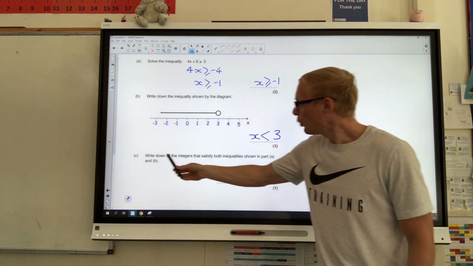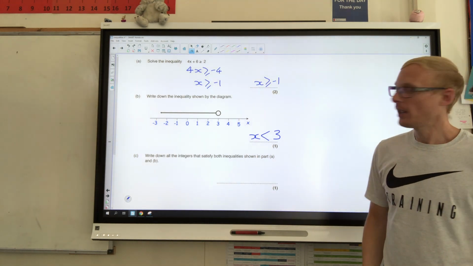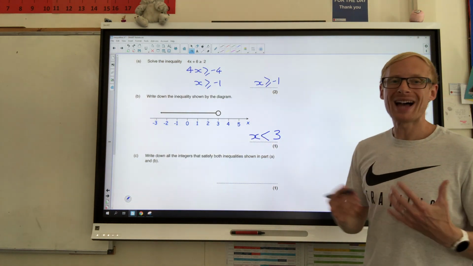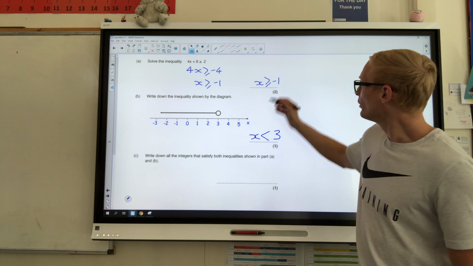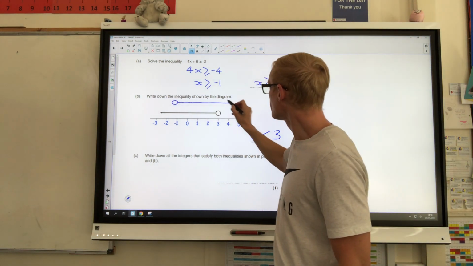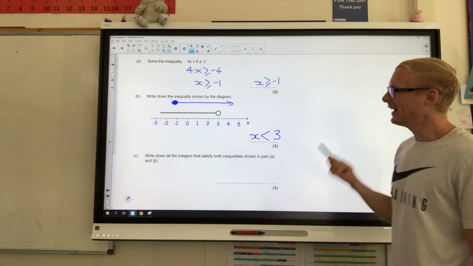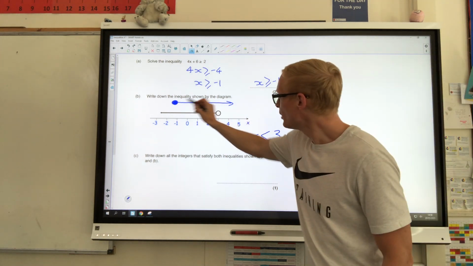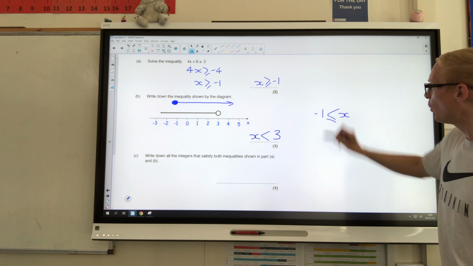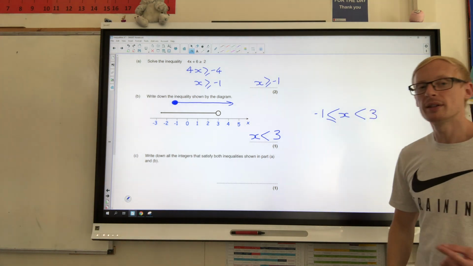You're then looking to write down all the integers that satisfy both inequalities in part A and part B. So again, you can look at a diagram, and they've already drawn this one for us, so we may as well add to that. So on top of that, I'm looking for x is greater than or equal to negative 1. So we're looking at something like that. And so in terms of an inequality, I'm looking for this bit in the middle where they overlap. So I'm looking for x to be greater than or equal to negative 1 and less than 3. So that's my inequality.